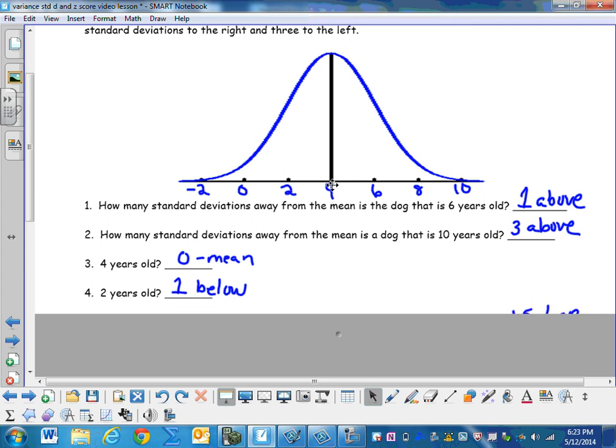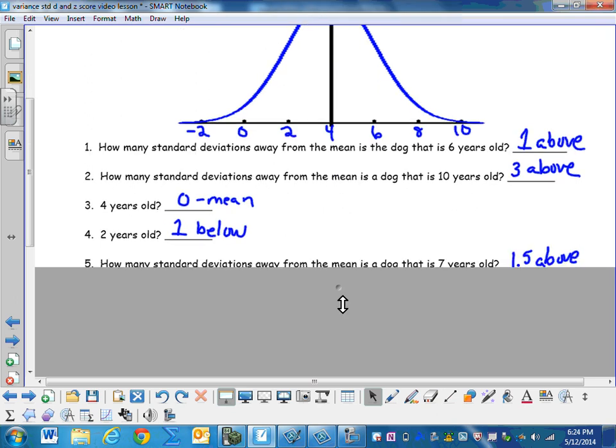2 years old. You go to the left 1 standard deviation, so 1 standard deviation below the mean, and we would expect him to have a negative z-score. And how many deviations away from the mean is a dog that is 7 years old? Well, here's 4, and here's 6. 6 is 1 standard deviation. 8 is 2 standard deviations, so 7 is right between there, so he's 1.5 standard deviations above the mean.